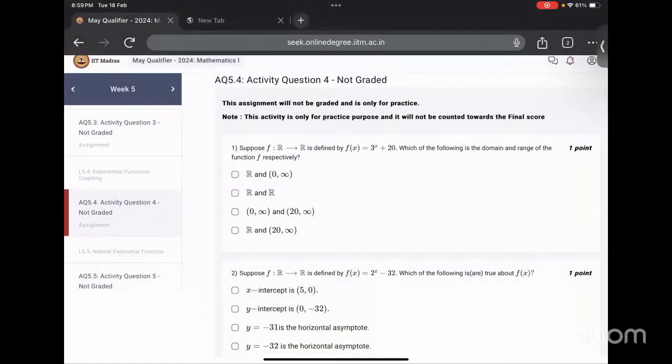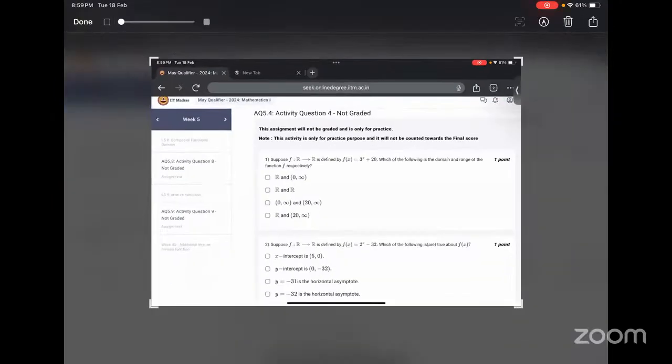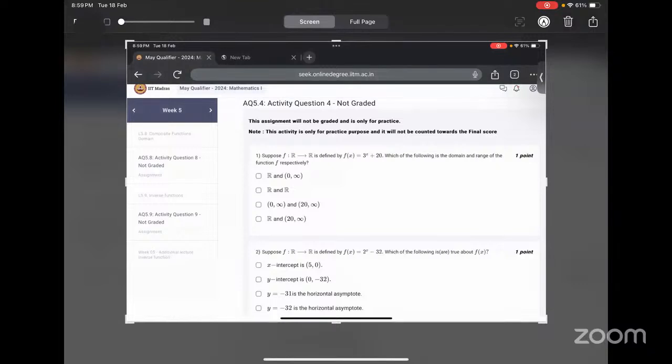Can you draw one more graph for an exponentially decreasing function? That is 3 power minus x. If the base is less than 1, I think. No, then this one. Instead of 3, if it is 0.5.